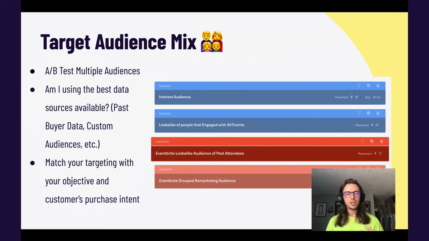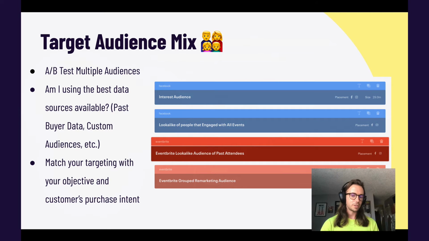And the last thing is, are we matching our current objective or our targeting with our customers' purchase intent? If we're really far out from our event, maybe targeting something like remarketing audiences might drive purchases, as those individuals might be likely to purchase. But if we're blowing all of our budget really far out on audiences that don't even know who we are, those people most likely don't have as much purchase intent for what we are targeting here.